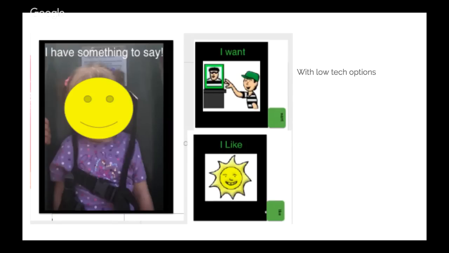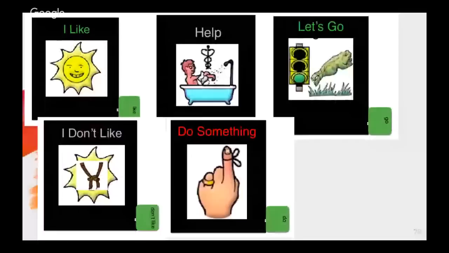We made a high contrast core organized PODD book. And so her front page is "I have something to say" with an adorable picture of her. And then as we go through, all of the different tabs are focused on the core words.